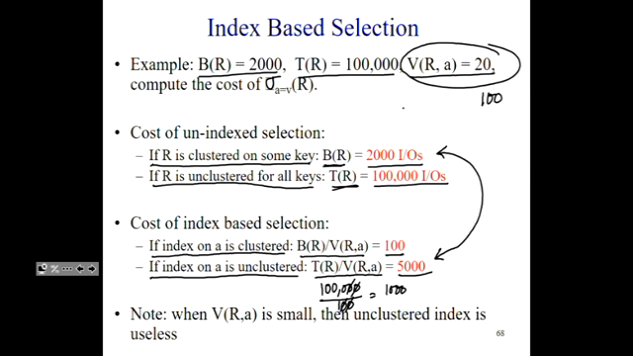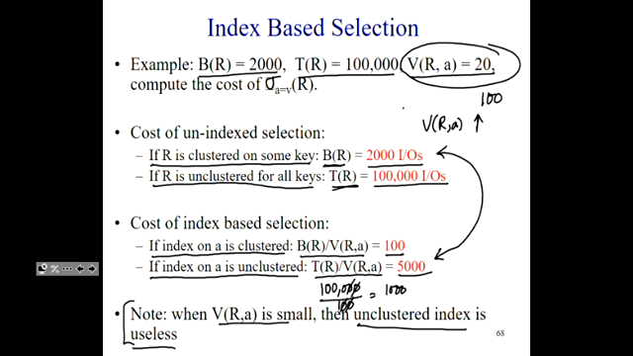So the basic note here is that if V of R comma A, the number of distinct values of A, is small, then an unclustered index is not very useful. It's essentially useless. If V of R comma A is large, then an index helps. This makes sense intuitively as well, right?